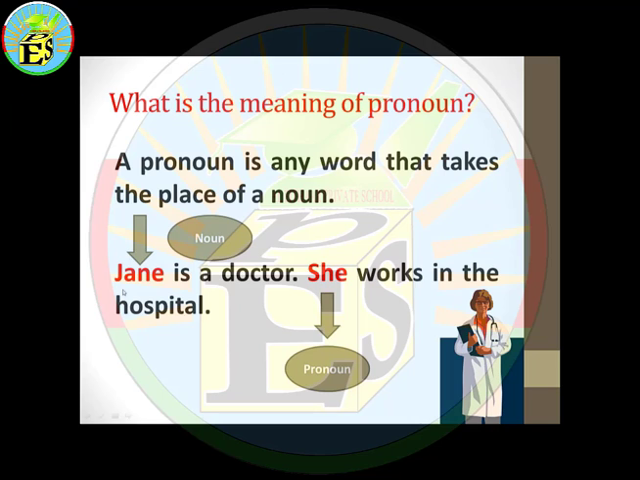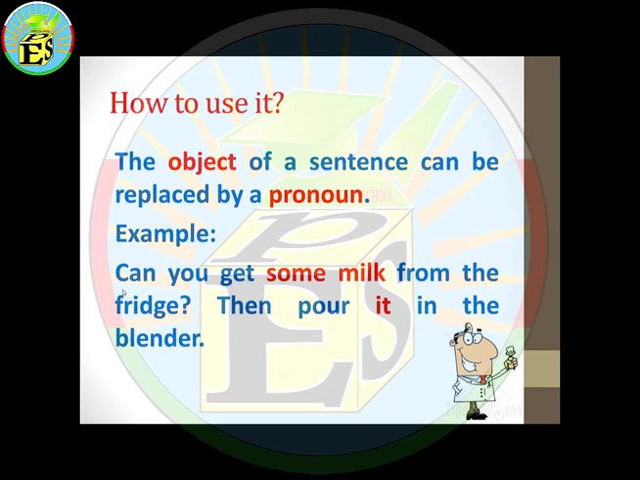Alright, so right now we will learn how to use the grammar rule that we have. So let's read together, please follow me. The object of a sentence can be replaced by a pronoun. I know it's going to be a little bit challenging for you to get it, but the examples are going to be really helpful for you.